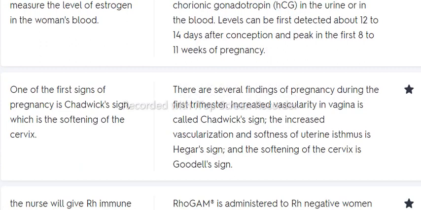One of the first signs of pregnancy is Chadwick's sign, which is the softening of the cervix. There are several findings of pregnancy during the first trimester. Increased vascularity in the vagina is called Chadwick's sign. The increased vascularization and softness of the uterine isthmus is Hegar's sign, and the softening of the cervix is Goodell's sign.